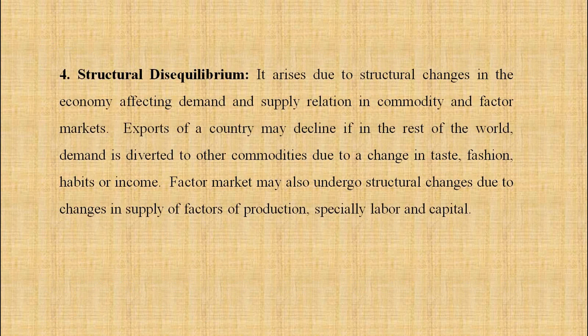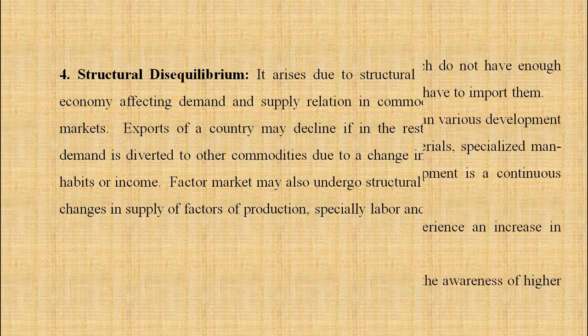Next, structural disequilibrium. It arises due to structural changes in the economy affecting demand and supply relation in commodity and factor markets. Exports of a country may decline if in the rest of the world demand is diverted to other commodities due to a change in taste, fashion, habits or income. Factor market may also undergo structural changes due to changes in supply of factors of production, especially labor and capital. So these are the 4 types of disequilibrium.